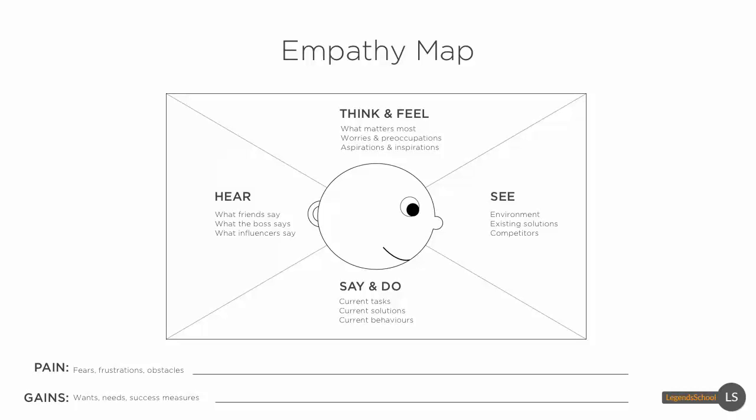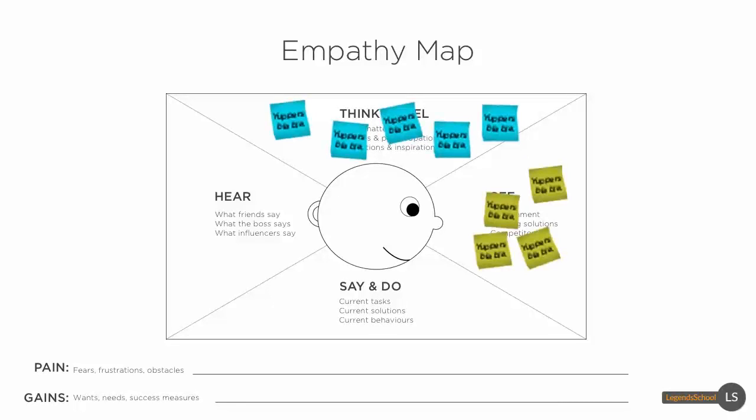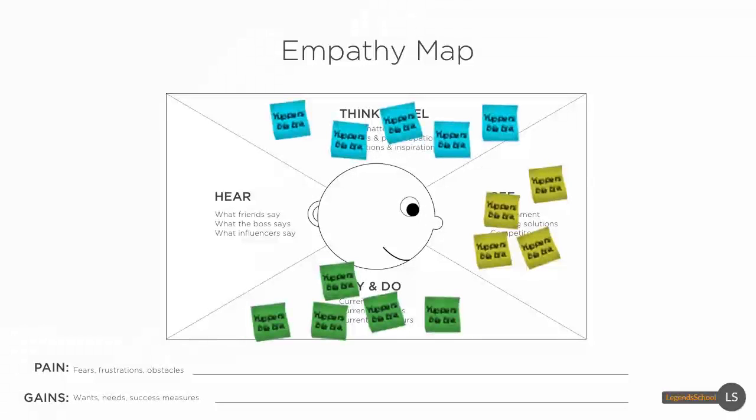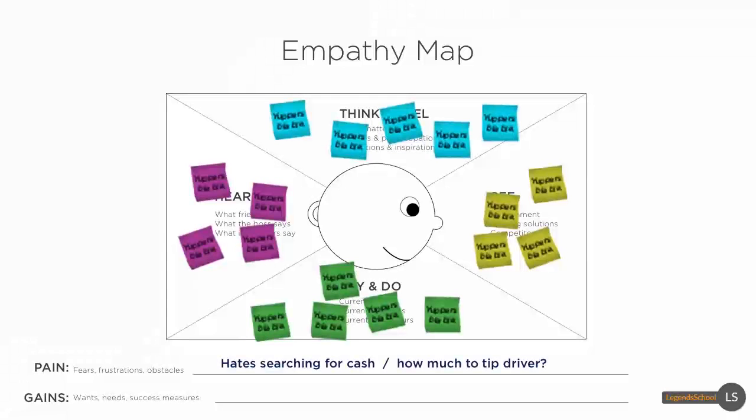For example, what matters most to them? What's their environment like? What are the current tasks? And what are their friends and influencers saying? For example, I learned that reviews are very important and that most people won't even consider a new restaurant without reading the reviews first.